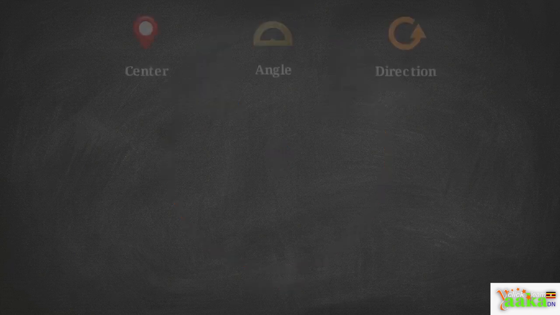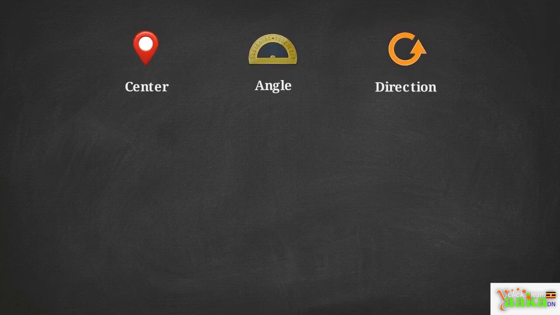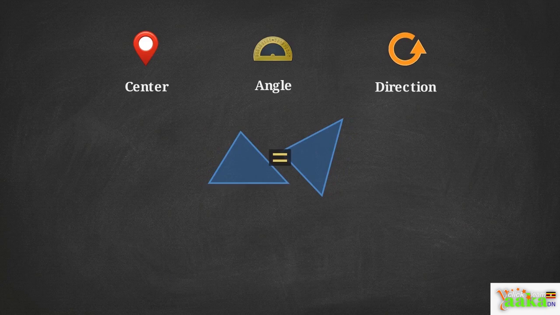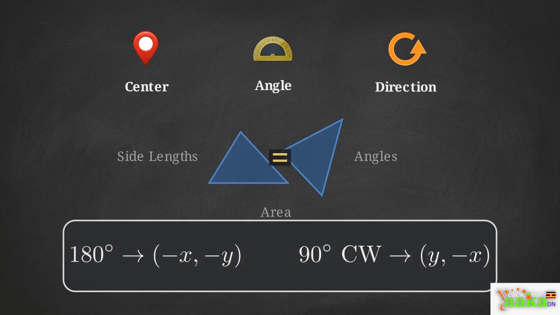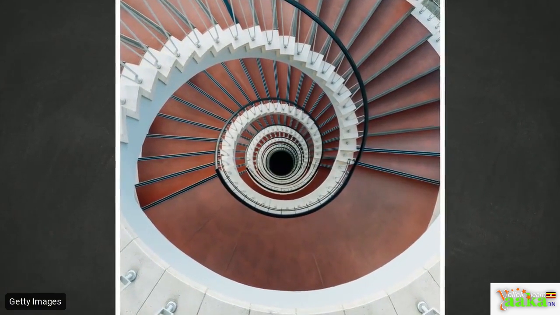To describe a rotation, state its center, angle, and direction. Always verify congruence. Side lengths, angles, and area remain identical. For shortcuts around the origin, flip both signs for 180 degrees, or swap values and flip the new y sign for 90 degrees clockwise. Rotation is about shifting your perspective.